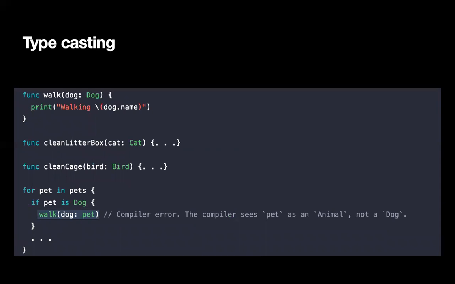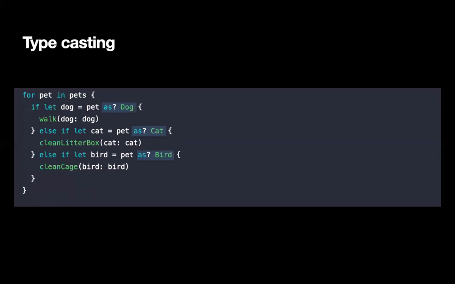In the case of typecasting, you can rewrite that like this: function walk, dog as a parameter, print walking dog.name; function cleanLitterBox, cat; similarly, function cleanCage, bird. For pet in pets, if pet is a Dog, walk dog, that is pet. Else if let cat equals pet as Cat, then cleanLitterBox cat, and else if let bird equals pet as Bird, cleanCage bird.